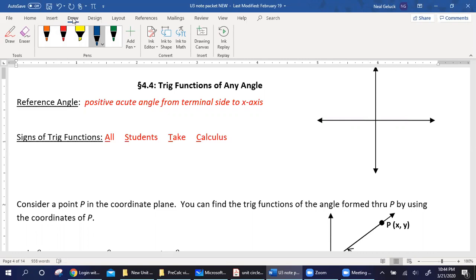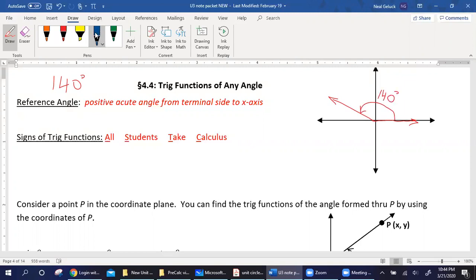First thing to talk about is what a reference angle is. That is always the acute angle from the terminal side to the x-axis. So let's say I had an angle of, we'll go in degrees for now just for simplicity. Let's say I drew an angle of 140 degrees. So 140 degrees would land me somewhere in the second quadrant. Again, this angle is 140 degrees.